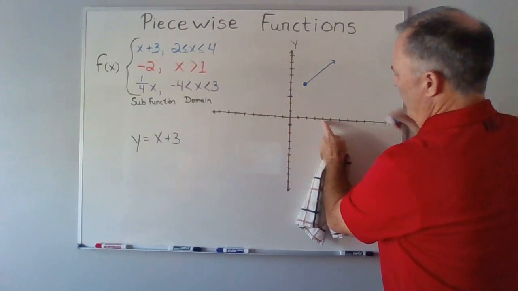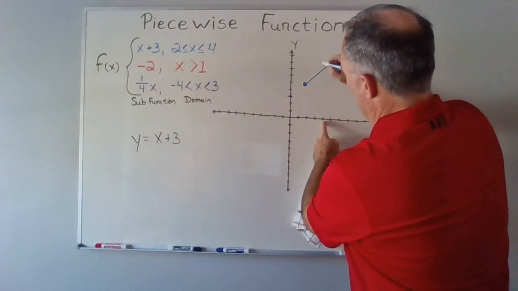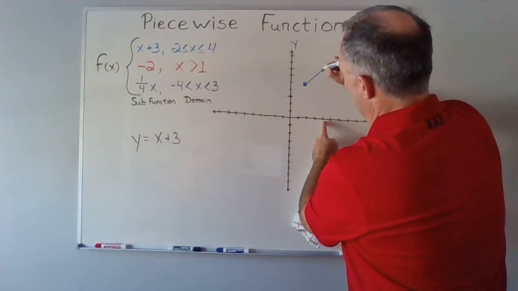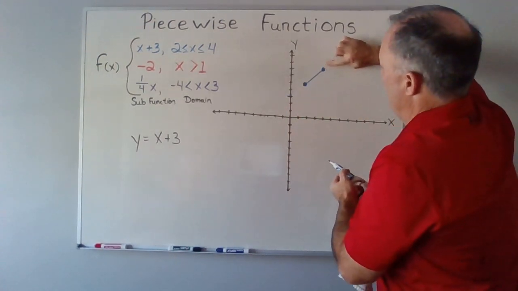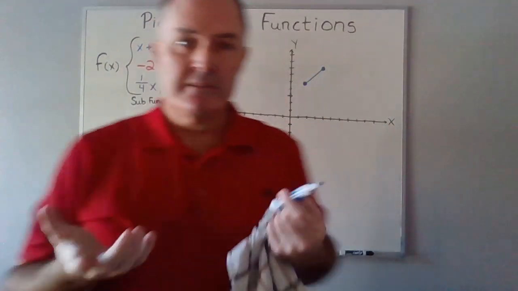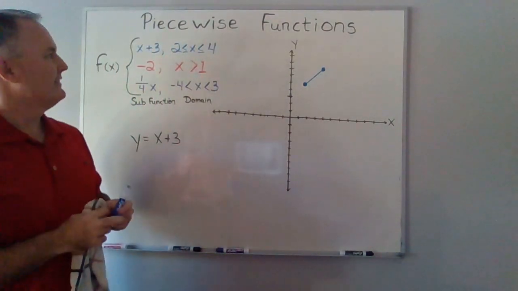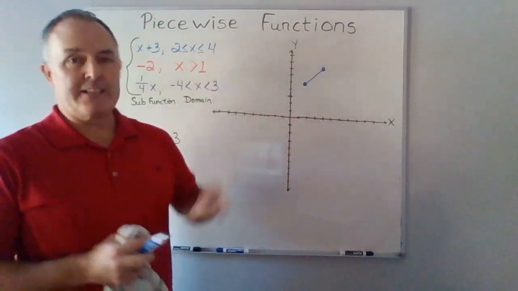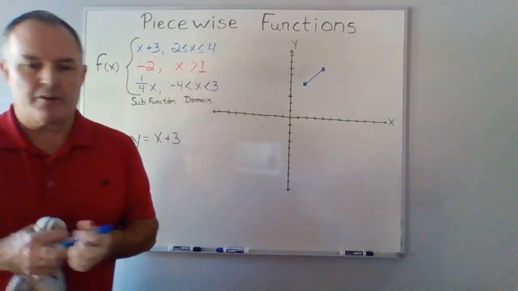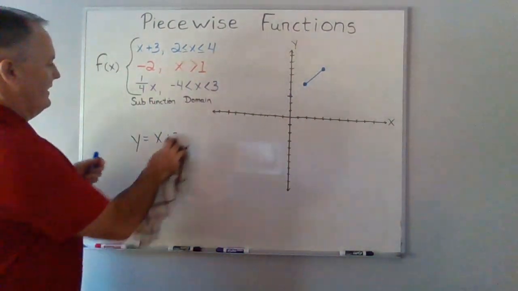1, 2, 3, 4. Go up to the line. Put a closed circle because it includes 4. And then erase everything above it. That's our first line. All we do is graph y equals x plus 3, and we set our limitations, or we followed our domain.